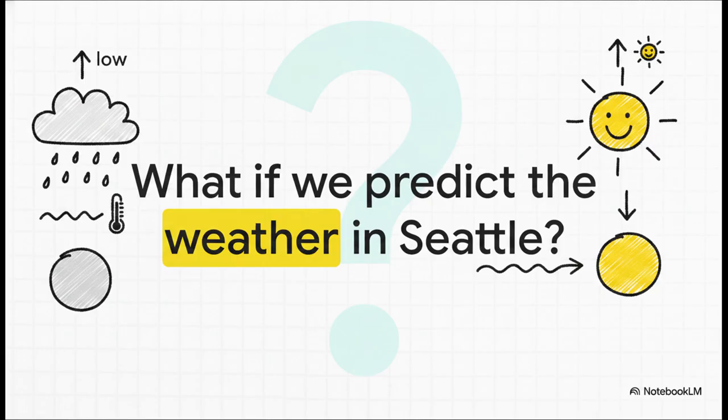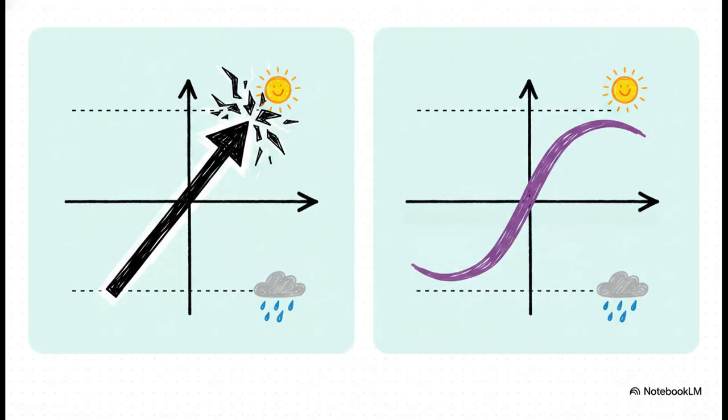But still, in this case, we don't want a continuous number. We just want a simple binary answer. Will it be a rainy day, which we'll call 0, or a sunny day, which we'll call 1? Now, if you try to force our trusty linear regression model onto this new classification task, it breaks down entirely. The linear line will just keep going forever, outputting completely nonsensical values. It might predict a 1.5 for a sunny day, and you literally can't have a 1.5 probability.